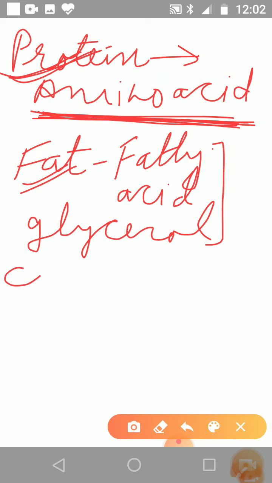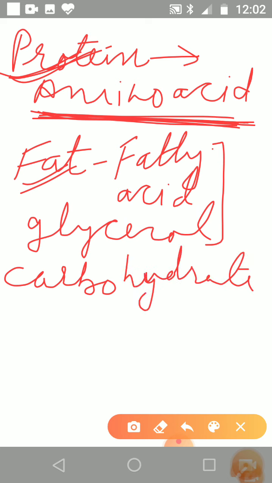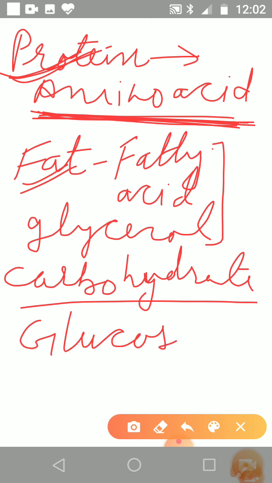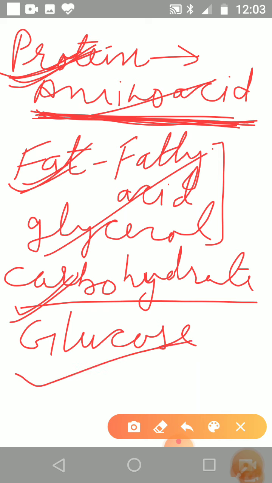And after that, carbohydrate. This carbohydrate changes into glucose, which is the simplest form of carbohydrate. So that is how, after digestion, the complex foods, that is protein, fat and carbohydrate, get converted into their simplest forms, that is amino acid, fatty acid and glycerol, and glucose. So that happens during the digestion process in the small intestine.